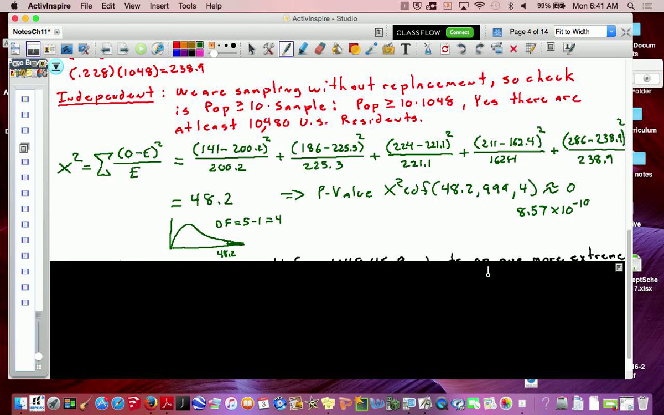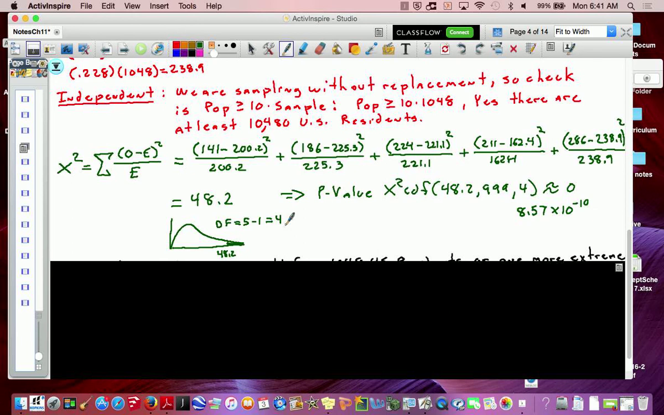So you can see here I drew a little sketch of my chi-square distribution. 48.2 would be technically way off the charts, way over here. Degrees of freedom, 5 minus 1 equals 4. I get my value. Okay?